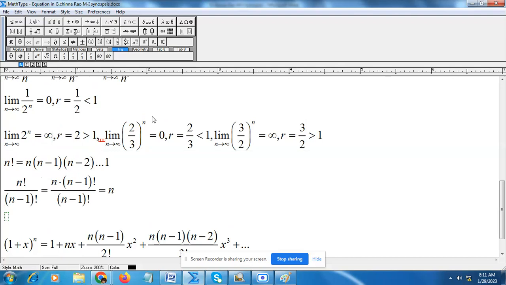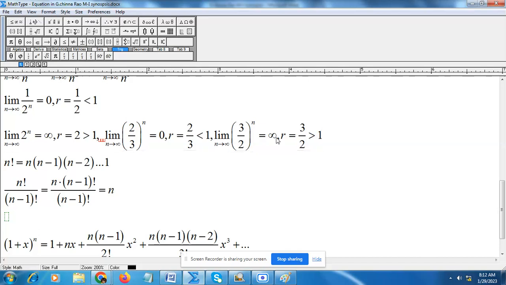Limit 2 by 3 whole power n as n tends to infinity. According to the geometric series, whenever we want to find the limit of r power n, first you check whether r is less than 1 or greater than 1. When it is less than 1, it tends to 0. When it is greater than 1, it tends to infinity. Remember that. Here, limit 3 by 2 whole power n, that means here r is 3 by 2, which is greater than 1.